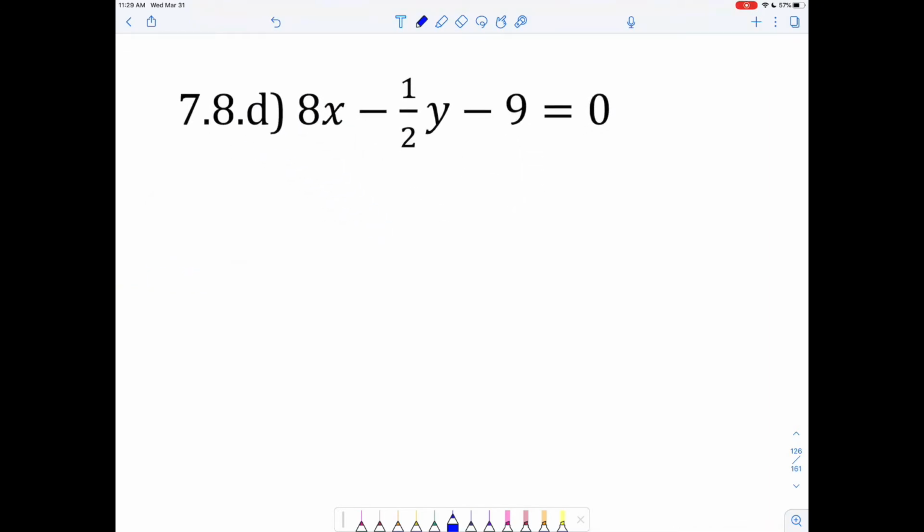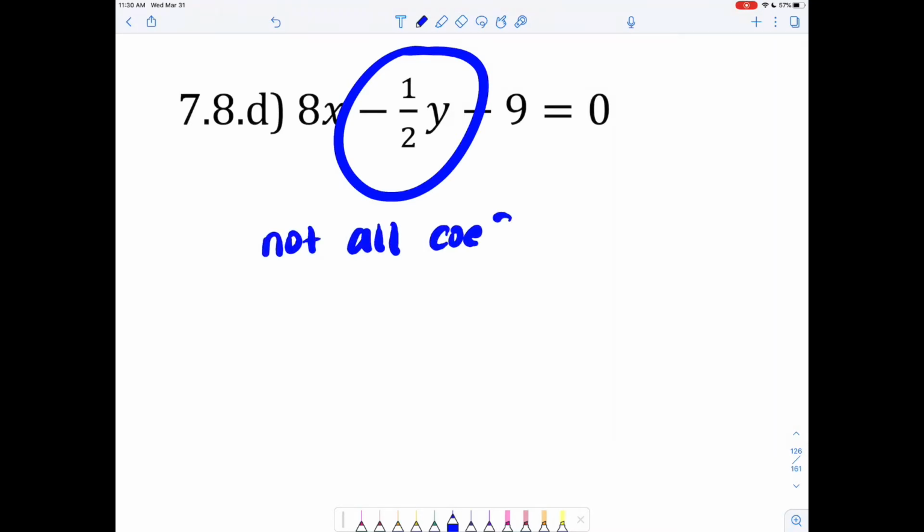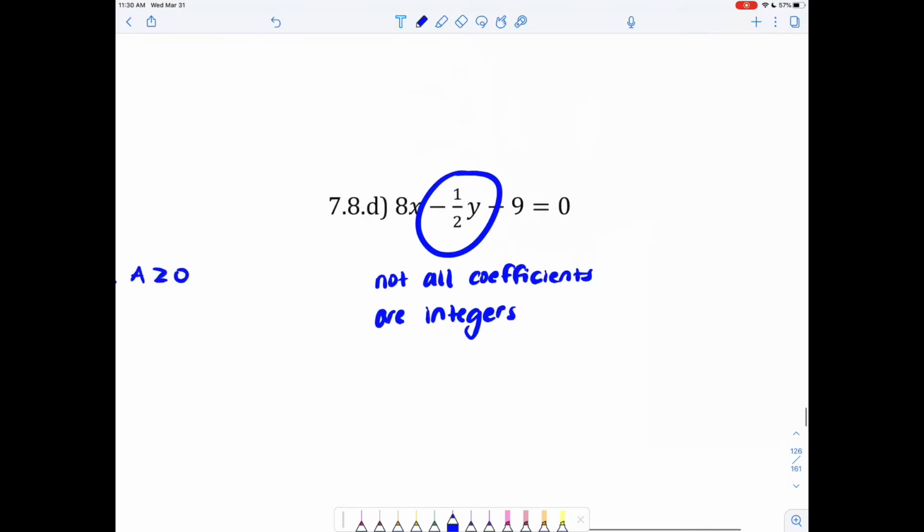Life's pretty good. We've got our positive leading coefficient, but not all of our coefficients are integers. We have this fractional coefficient. So not all coefficients are integers. And we could fix this by saying, let's multiply this whole thing by 2.